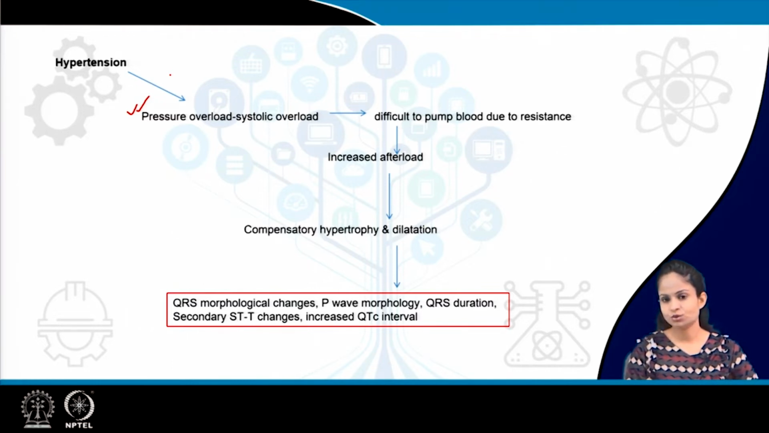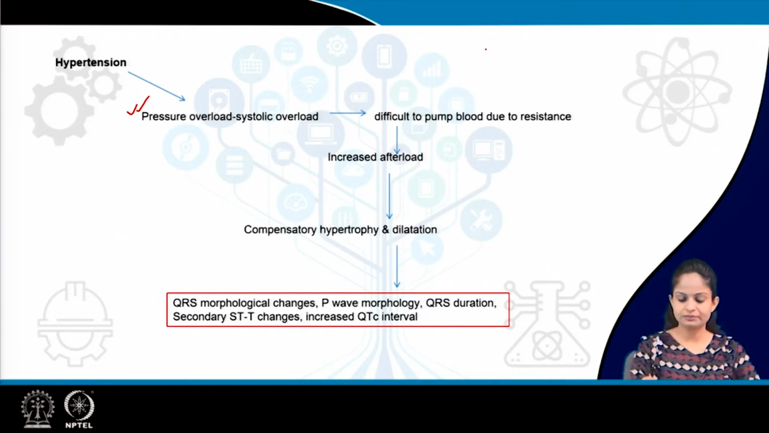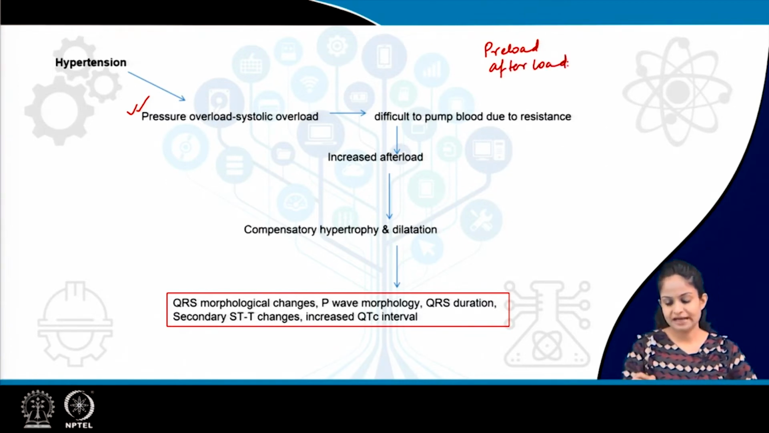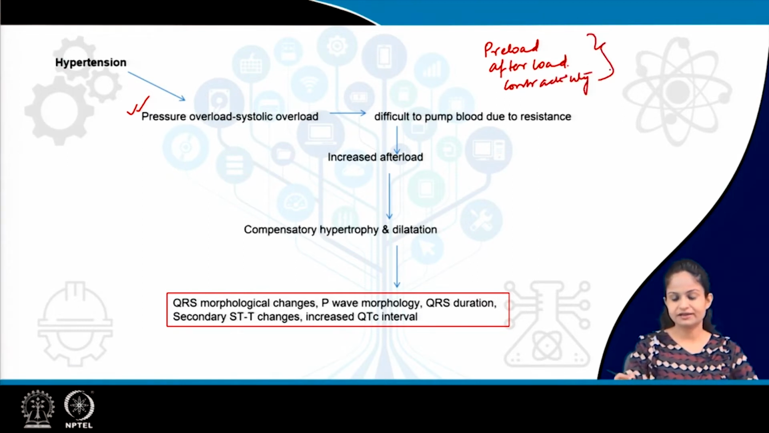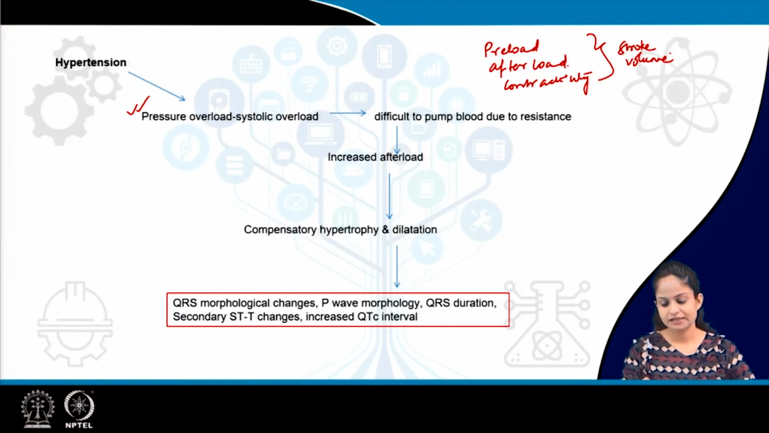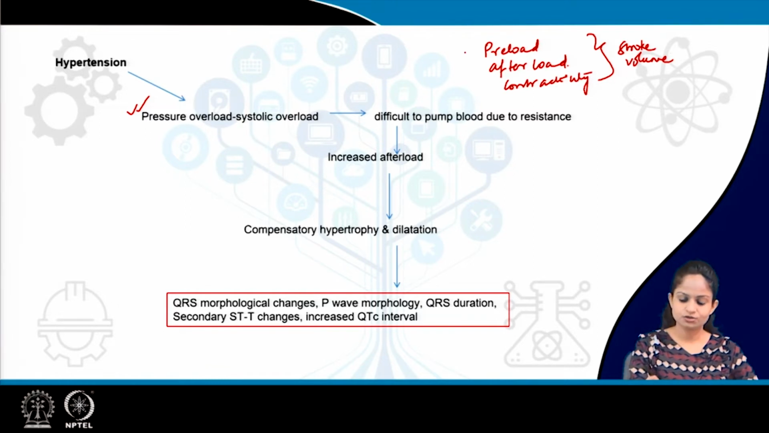Now, there are two terms which we are supposed to remember, that is preload and afterload, and contractility, because these three are the important factors on which the stroke volume of our heart depends. Contractility means how fast the heart is contracting. Preload means when the ventricle is filled, so that is the end diastolic volume. So, preload is nothing but the end diastolic volume.